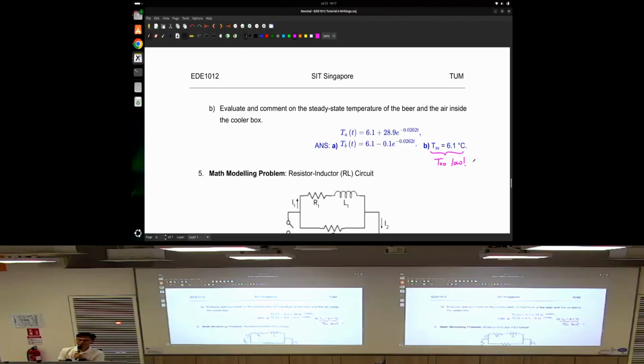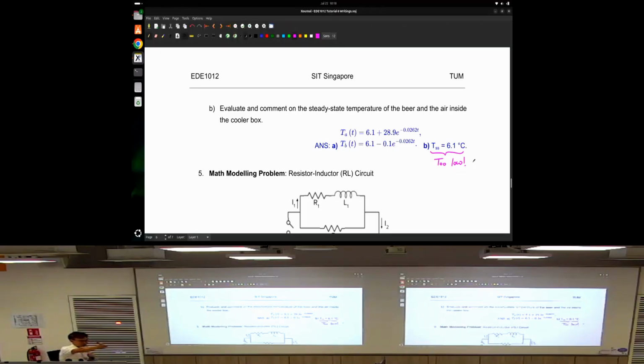When I take out the beer from the fridge, it's 6 degrees Celsius. Just take out at 6 degrees, put inside the cooler box, then close it. Then we are expecting that the long-term steady state temperature is 6.1. That means it only rose by 0.1 degrees Celsius for the beer can. It means the beer can, after, say, 6 hours, is still very cold.